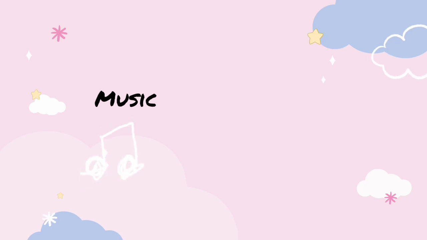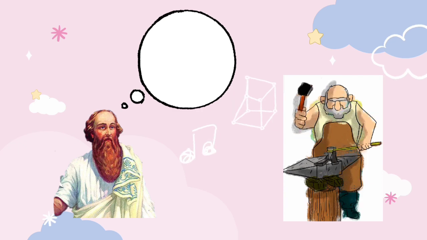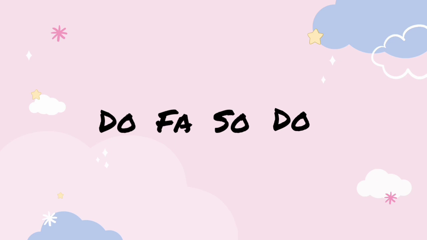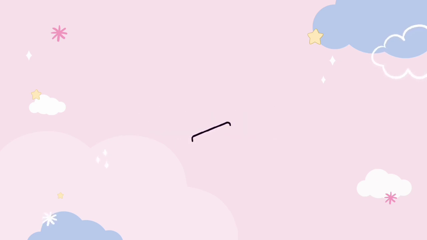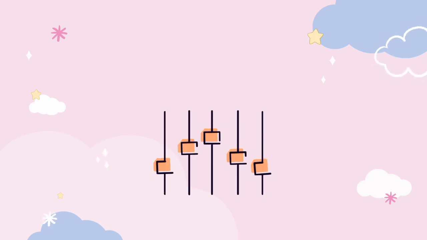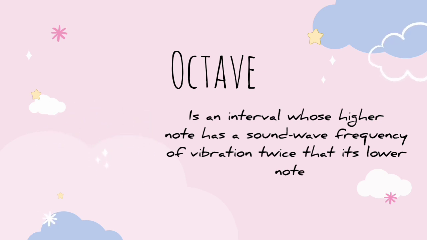Music involves creating patterns of sound, whereas mathematics is the study of patterns. It is said that Pythagoras formed the connection between music and math when he heard a smith hammering on an anvil. He found that they formed harmonious beats because of the order of the weights being hit, which formed do, fa, sol, do of the music scale. This music scale consists of a discrete set of pitches having a repetition interval called an octave. An octave is an interval whose higher note has a sound wave frequency of vibration twice that of its lower note.